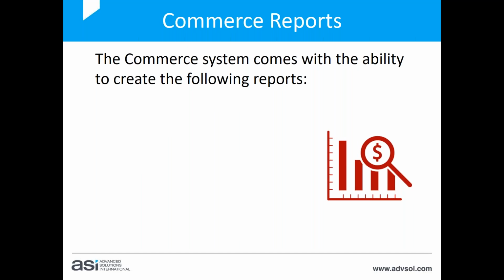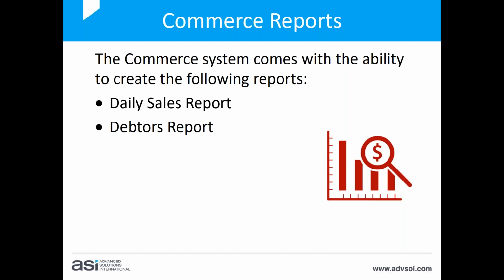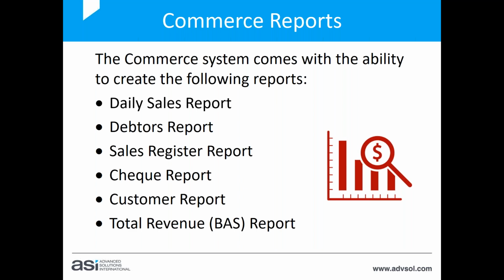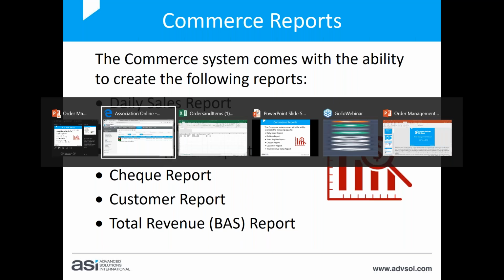But we also have commerce reports. So the commerce system comes with the ability to create reports like daily sales reports, debtors reports, sales register reports, check reports, as I mentioned before, customer reports, and BAS reports. So a lot of the reporting you would already do in your accounting software can be done in Association Online, but it is obviously based around only the AO Association Online invoices and orders.